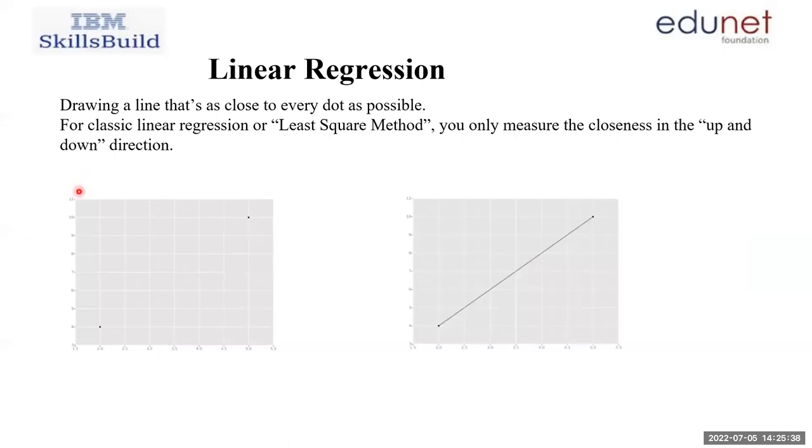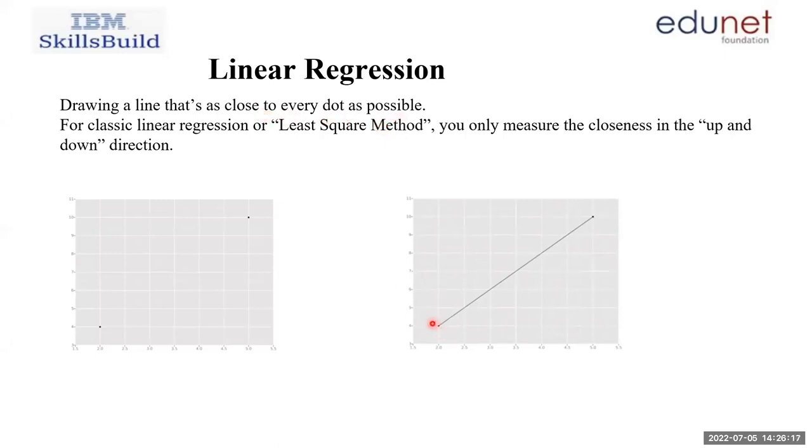If I have two data points with me, this is one data point and this is another data point. These are nothing but x, y values. I have two features with me: 2, 4 is one point and 5, 10 is another point. If I am going to apply some regression algorithm to this data set, what is the regression model going to do? It is nothing but drawing. The regression algorithm will draw a line that is as close to every dot as possible.